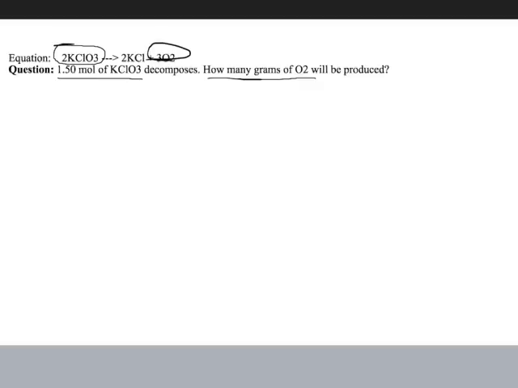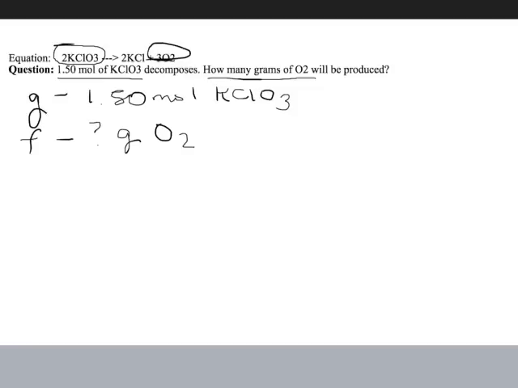Now, lots of you have been asking, well, Miss Gordy, how do I know which one I need molar mass for, or which order to go in? You know that by looking at the type of units that are with your given and the type of units that are with your find. So if we look here, our given, and we'll just go ahead and write this out to the side, is 1.50 moles of potassium chlorate. We know that we are trying to find how many grams of oxygen.